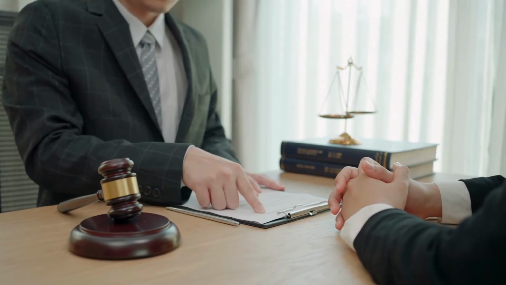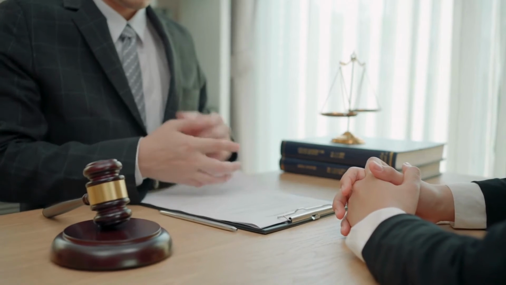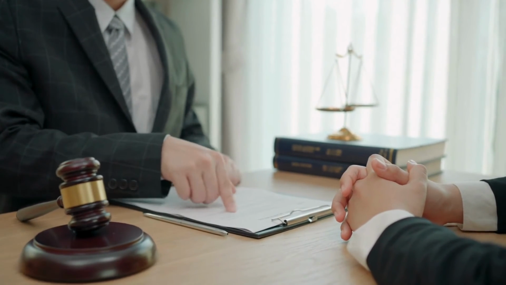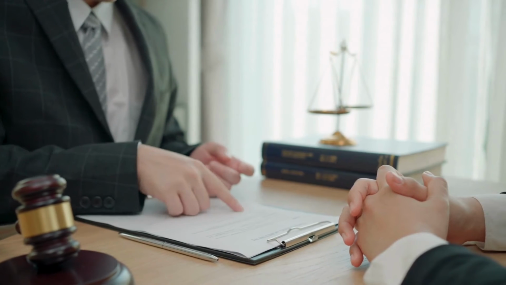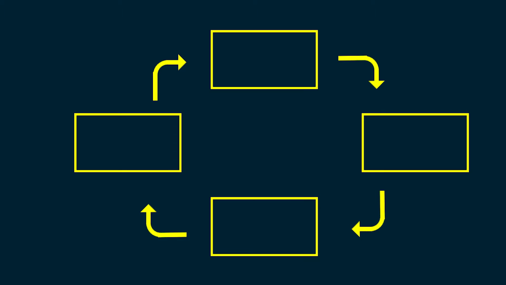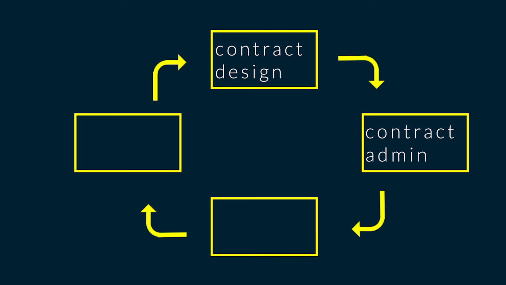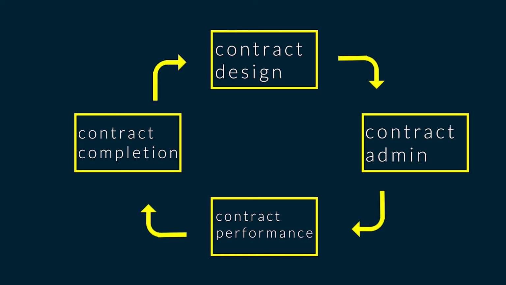But once you have a contract in place, you need to make sure that the delivery of goods and service comply with the terms of the contract. So contract management can be summarized in the following way. How do we manage a contract? This is the summary: we have contract design, contract administration, contract performance, and contract completion. Let's start with the contract design.